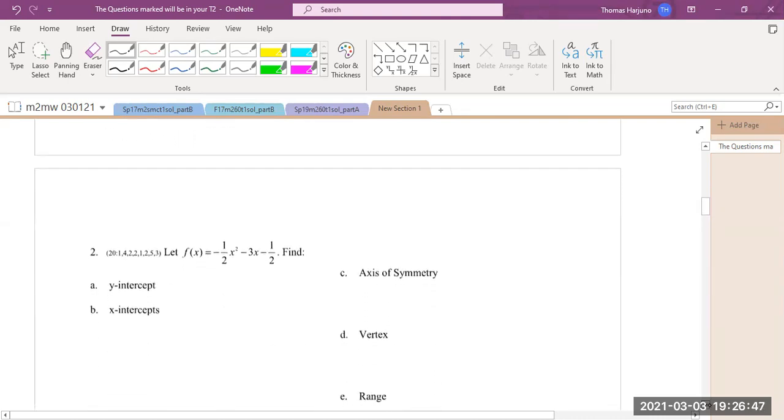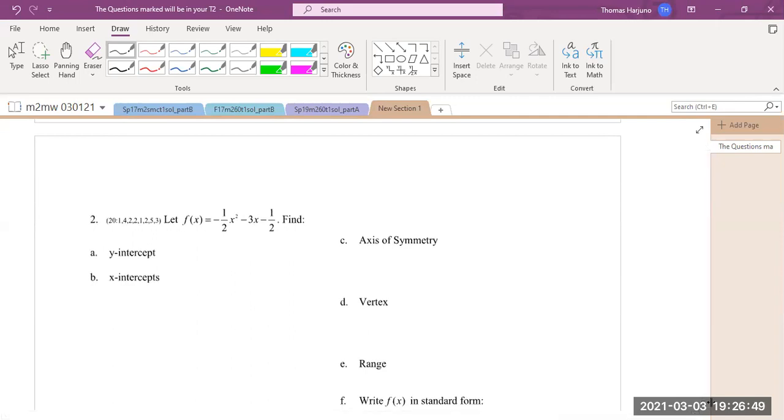This one will be in your test 1, but later. We can find the y-intercept and x-intercept already, but let's do it later. So let me mark this. This will be something you do in the next meeting.